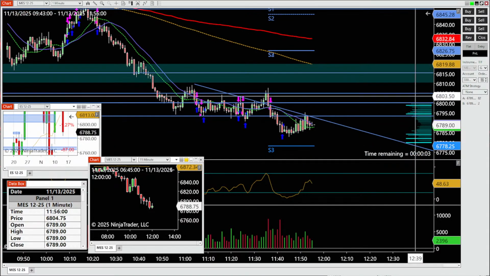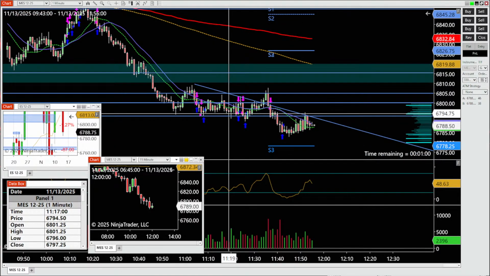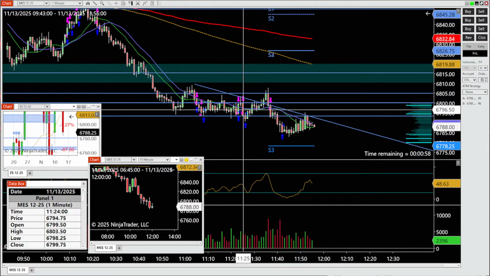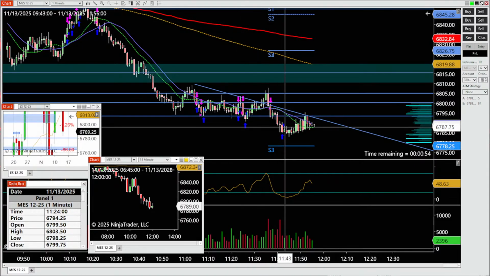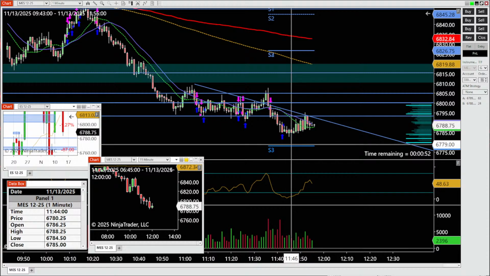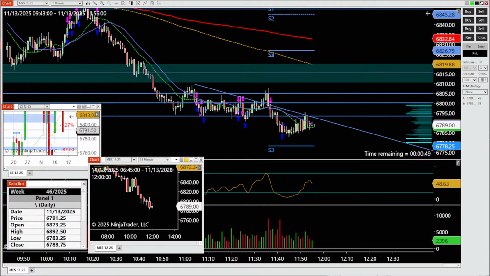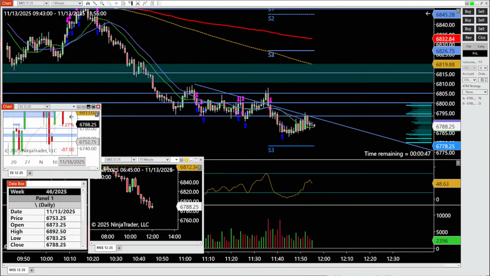So I only took short trades because the market was short and I was looking for continuation trades to the downside on the pullbacks. But I'm not taking it down here. We're kind of low. We're down 87 points and it's past 11:30.